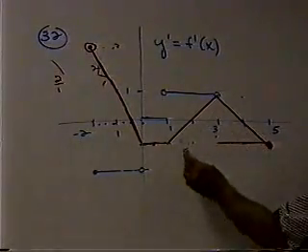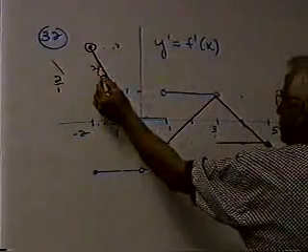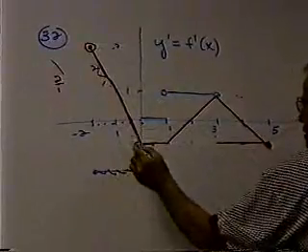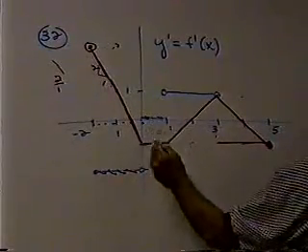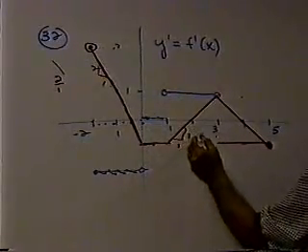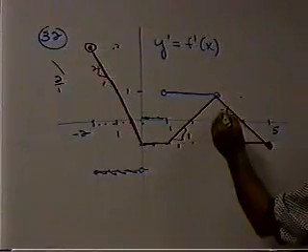So this is the original equation. Now let's see if that checks. What is the slope of this? -2, -2, -2. Well, there it is. Slope here is 0, sure enough. Slope here is a +1, sure enough. Slope here is a -1, sure enough.